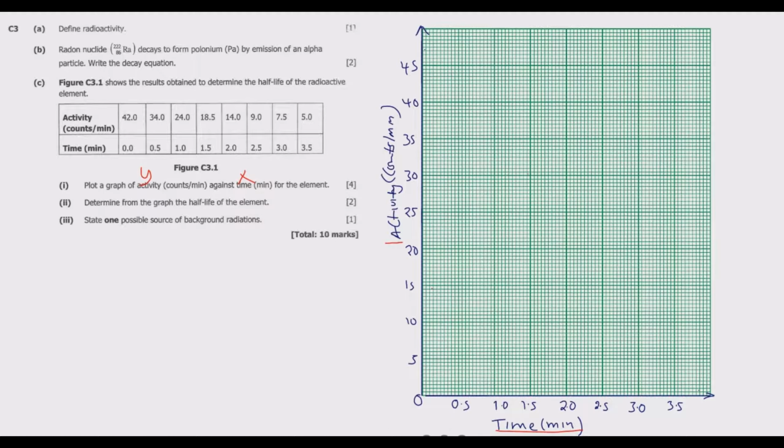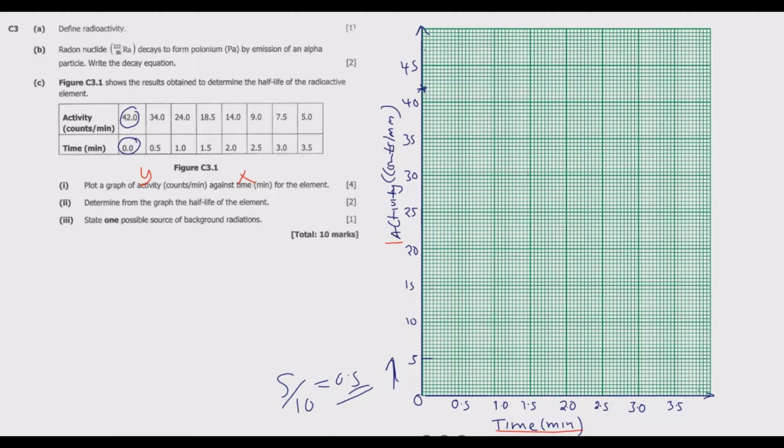So let us start with the first one. We have 0, 42. So at the beginning we had 42 counts per minute. So along the 0 axis, I'll go and look for 42. Remember, these are 10 intervals, meaning 10 subunits, so each subunit is 5 divided by 10, which is 0.5. So 42 should be 4 subunits above 40, so it should be basically here. This will be 42.